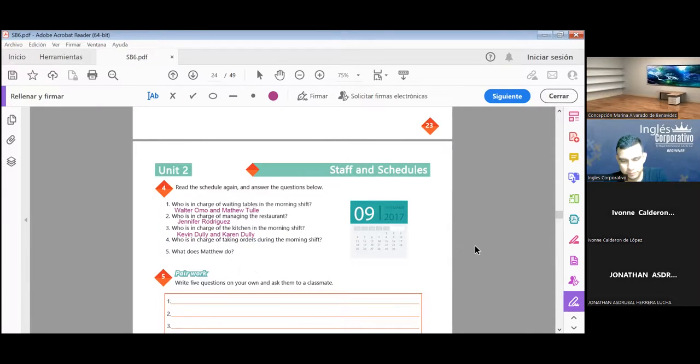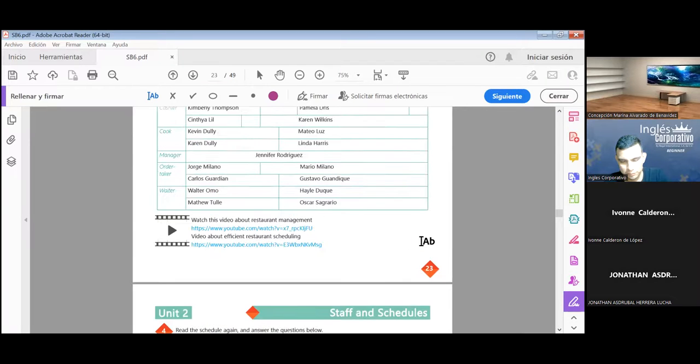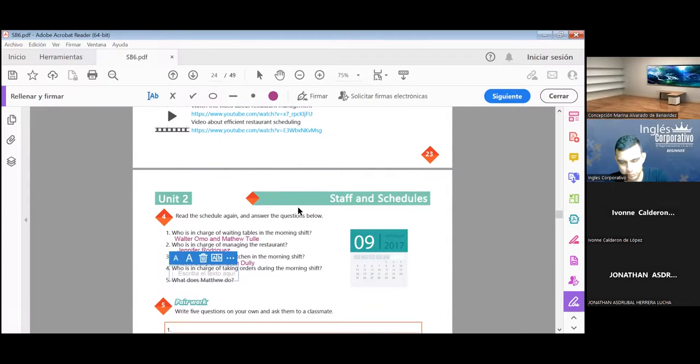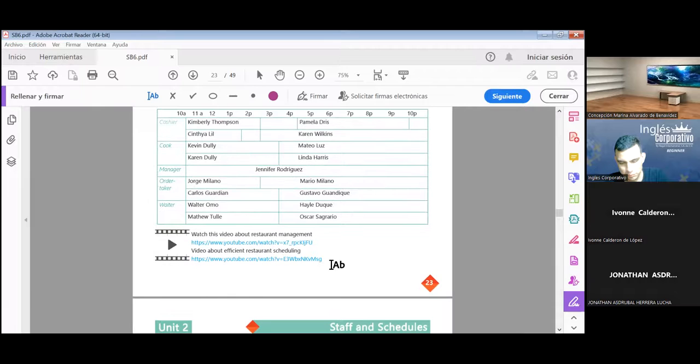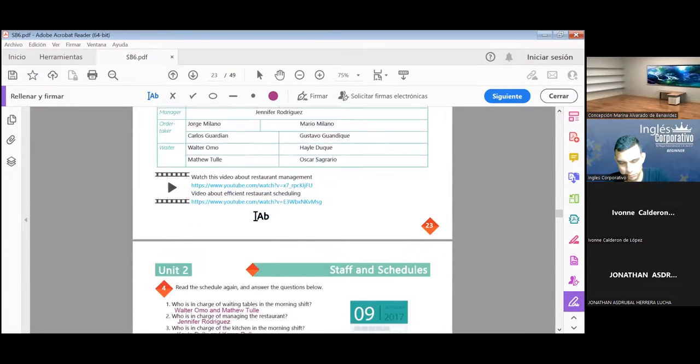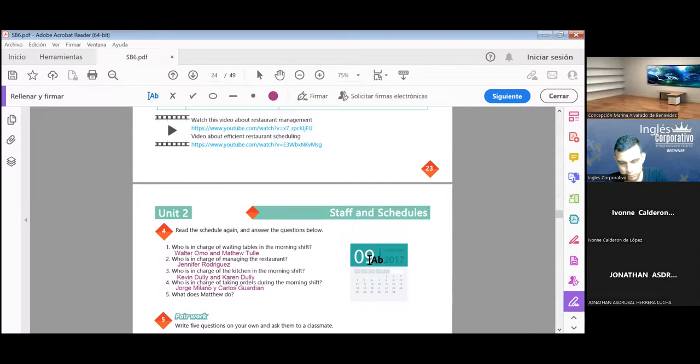Okay. Who is in charge of taking orders during the morning? Jorge Milano y Carlos Guardia. What does Matthew do? Yes, and Matthew. Matthew is a waiter. Cook. He is a waiter.